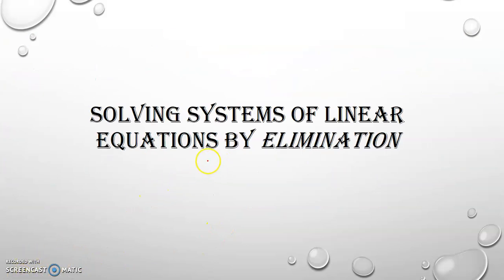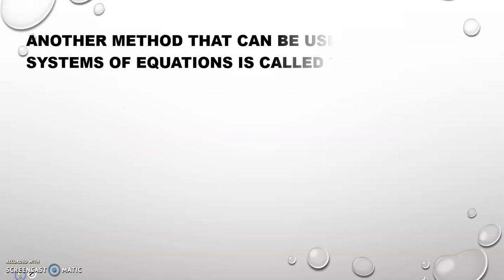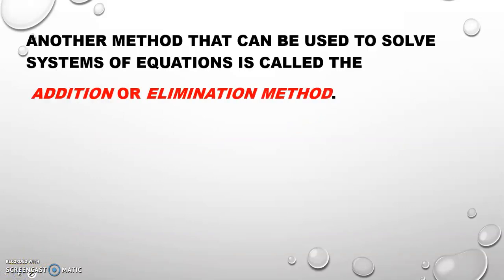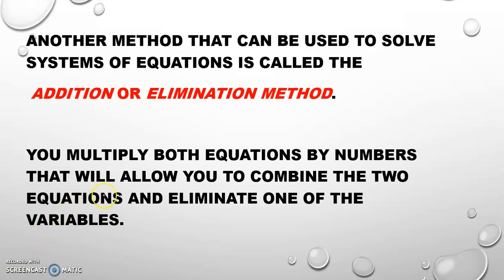The other method is solving a system of linear equations by elimination. The word eliminate means you have to eliminate one variable, either x or y. So what is the definition of the elimination method? It is another method that can be used to solve a system of equations, also called addition. We multiply both equations by numbers that will allow you to combine the two equations and eliminate one of the variables.